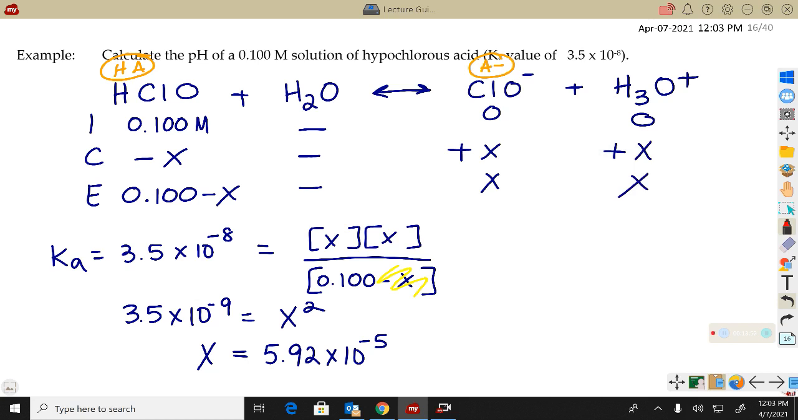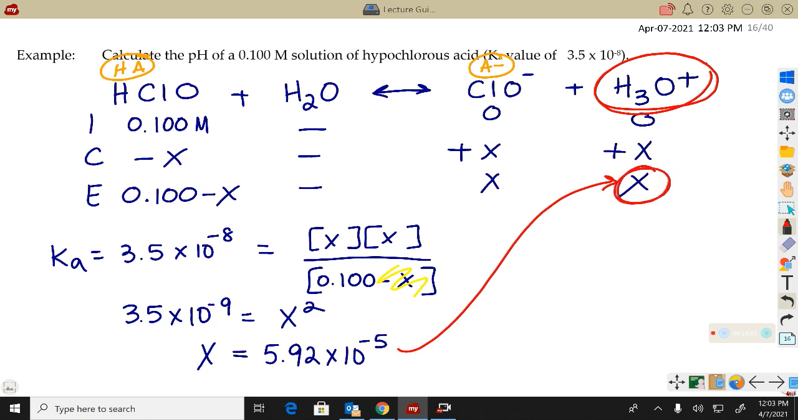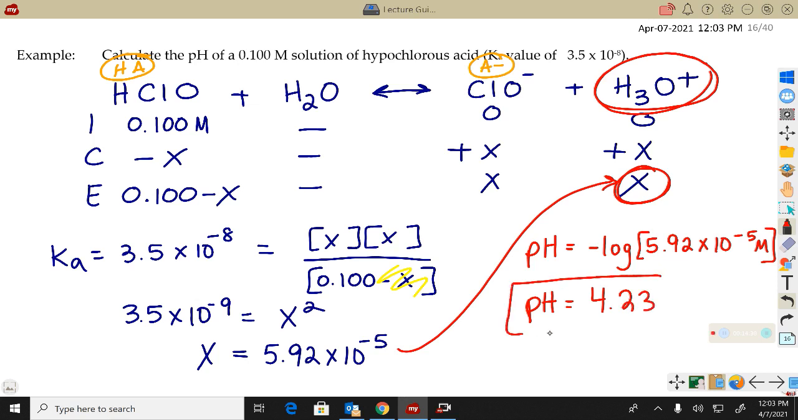Now I'm ready for pH. Of anything in the ice table, the only particle that I really care about is that hydronium ion. And that equals X. So my pH then is just opposite log of 5.92 times 10 to the negative 5th, the concentration of the hydronium ion. My pH then is about 4.23. Now I obviously also check at the end to make sure my pH comes out to be something less than 7. So yeah, this seems pretty legit.